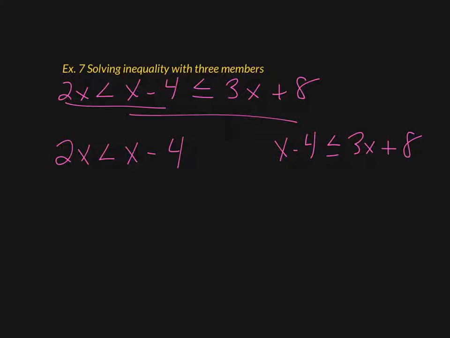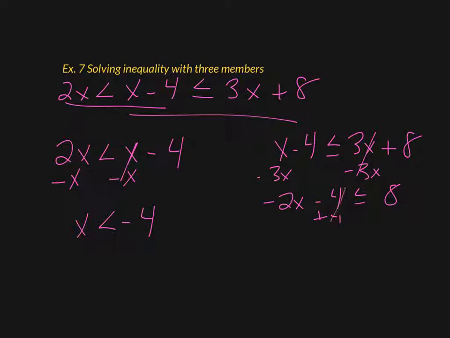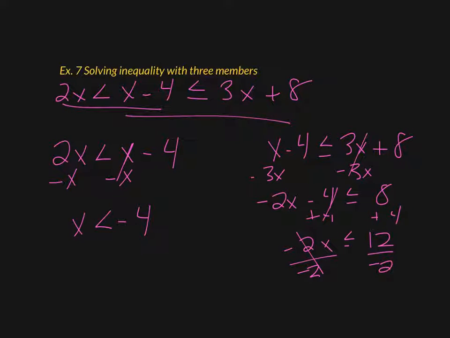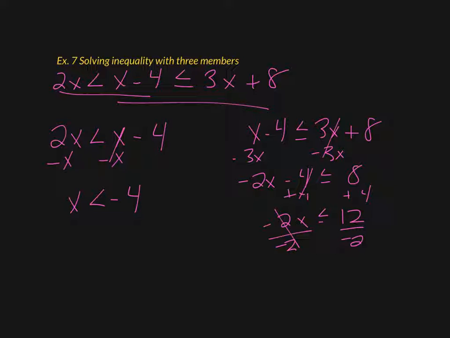So we have 2 inequalities, so let's quickly solve those. On the left, we're bringing x over, so x is less than negative 4. And on the right side, let's go ahead and bring our 3x over, so minus 3x. So we've got negative 2x minus 4 is less than or equal to 8. Add 4. Negative 2x is less than or equal to 12. Divide by negative 2. So then x, we're going to flip our sign, is greater than or equal to negative 6.